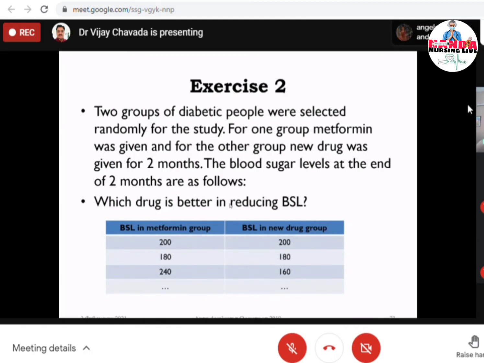Now here there are two groups. One group was given metformin, the other group was given a new drug, and they have the blood sugar level in the metformin group and the blood sugar level in the new drug group. The data is given for all the subjects in both the groups, and the question they have asked is which drug is reducing the blood sugar level. In this case, what do I do? Which type of test should I apply?